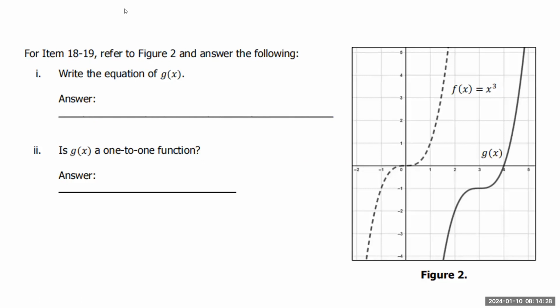Number 18. So to answer number 1 and number 2, we refer to figure 2. In figure 2, we have here x cubed as our f function and we have a g function which we do not know the graph yet or the equation yet. So we are going to write the equation of g. Upon observing, the shape of our graph is the same, but at a different location. So that means the graph of f is just translated to obtain the graph of G.